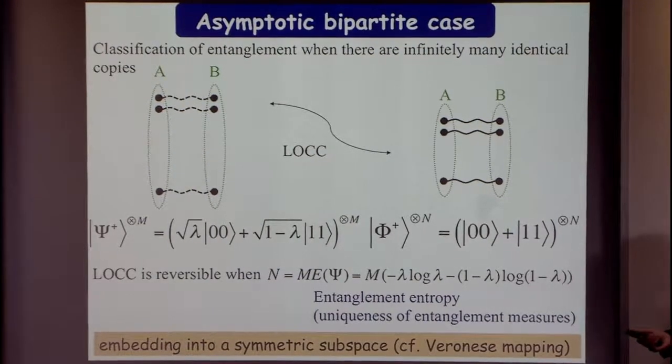And for the bipartite case, the question is, suppose psi prime is given by this non-maximally entangled state, but you have m copies. And the question is how much you can get the maximally entangled state with equally balanced. And the question is how many n copies you can get. And it is known that we can make this transformation reversible when n is given by m times the entropy of the reduced operator here. And this is a very important result in quantum information.